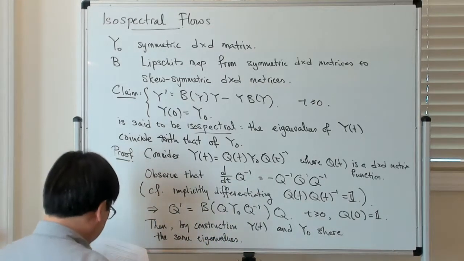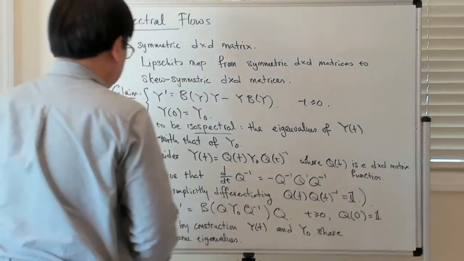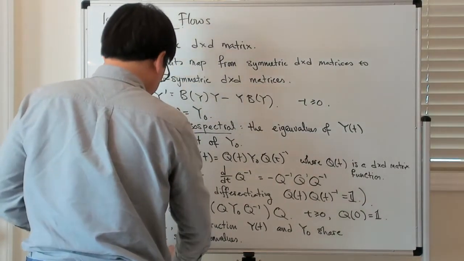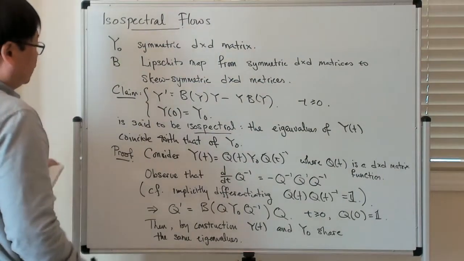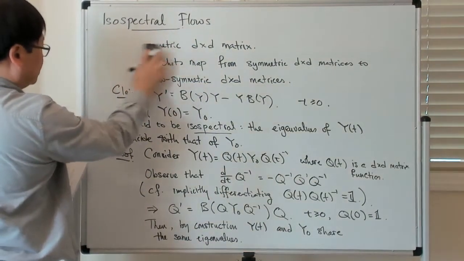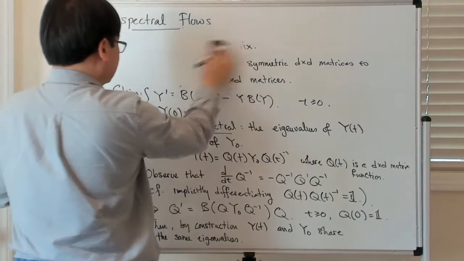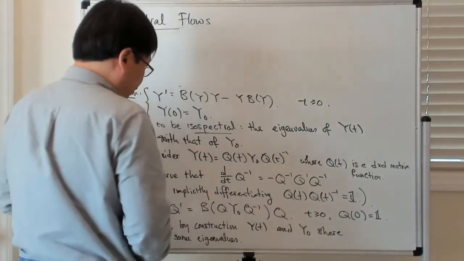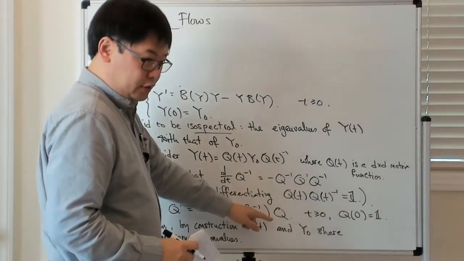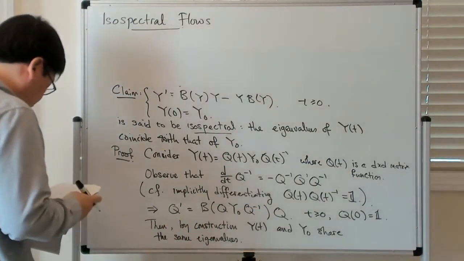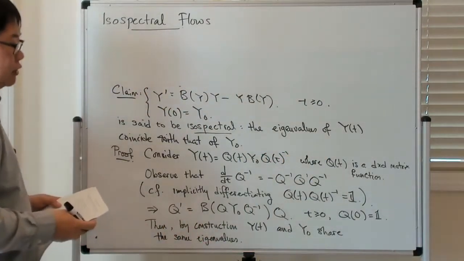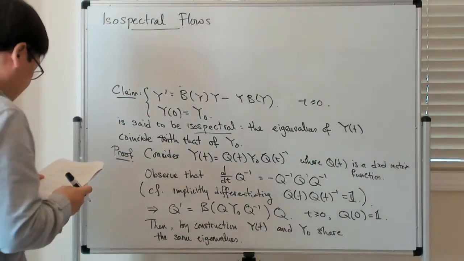So that's not quite everything. Let's just see what else you can show. In particular, what you can show is that this Q of t itself has some structure. It's not just an arbitrary d by d matrix which is invertible.